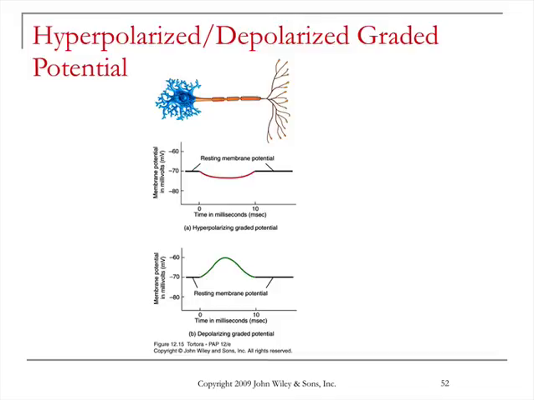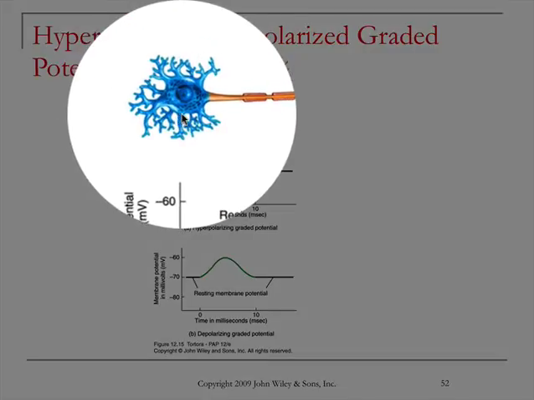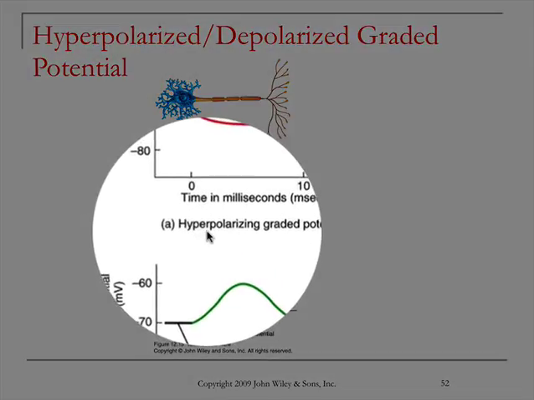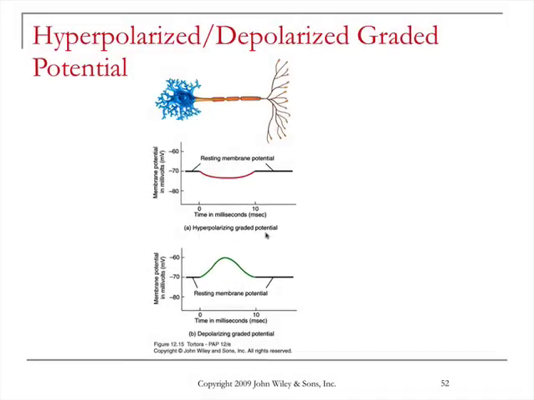In this picture, we can see the difference between hyperpolarization and depolarization. We've got to remember that although we're seeing an entire neuron up here, graded potentials occur only along the dendrites and the cell body. So let's take a look at a hyperpolarization, or hyperpolarizing graded potential.